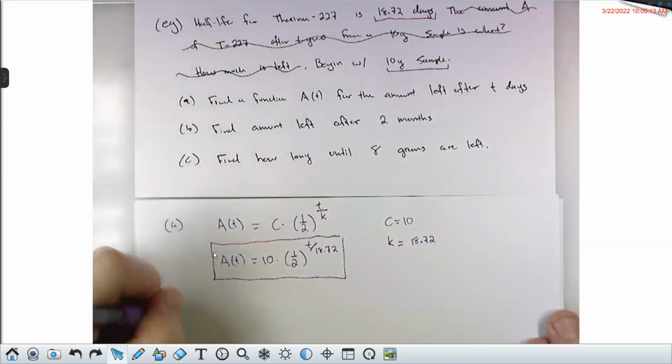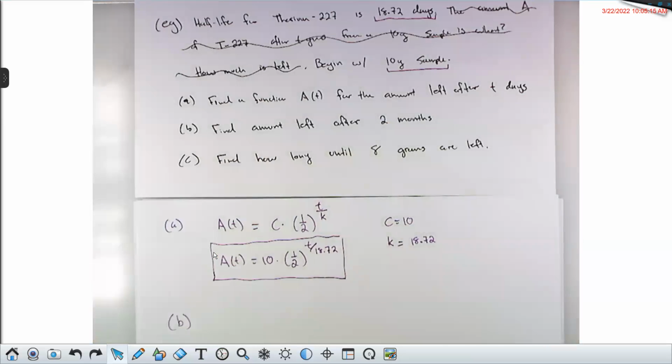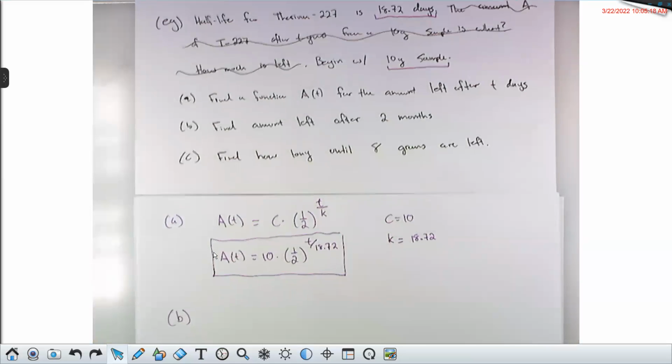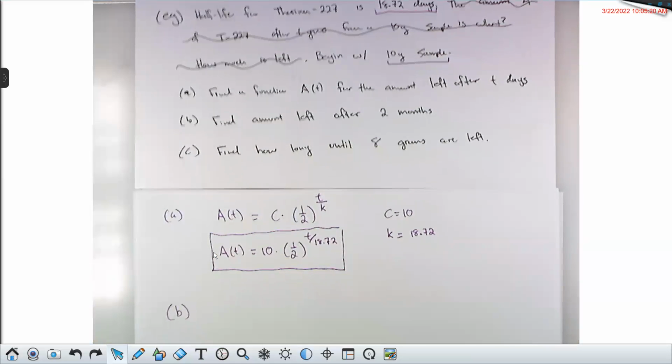For part B, we want to know how much is left after 2 months. So what should I plug in for t? This is the amount that's left after t days. How much would be left after 2 months?